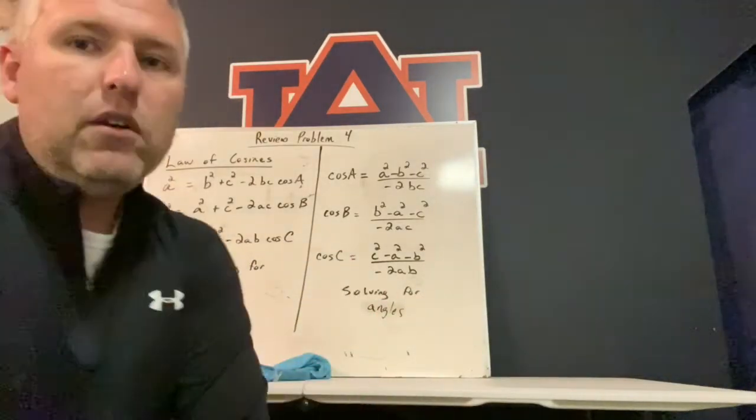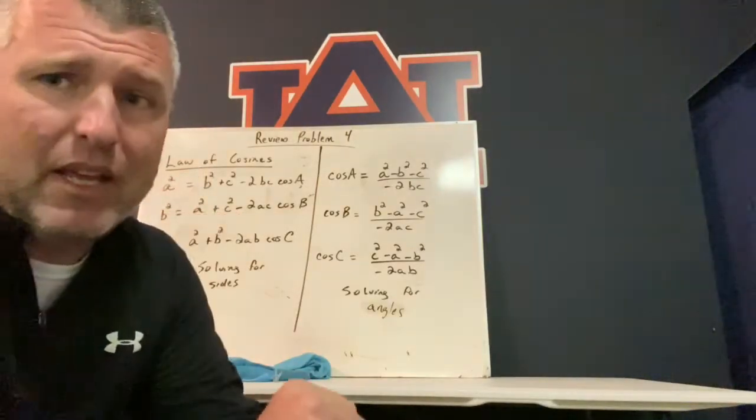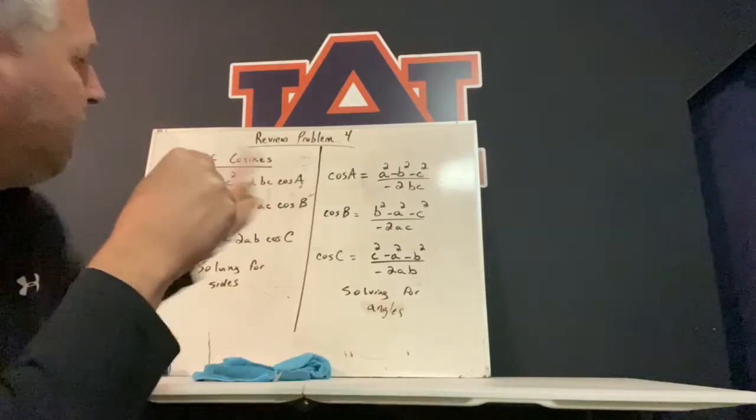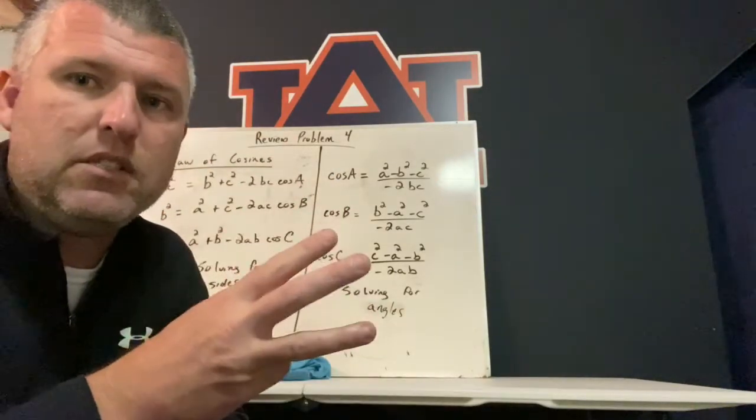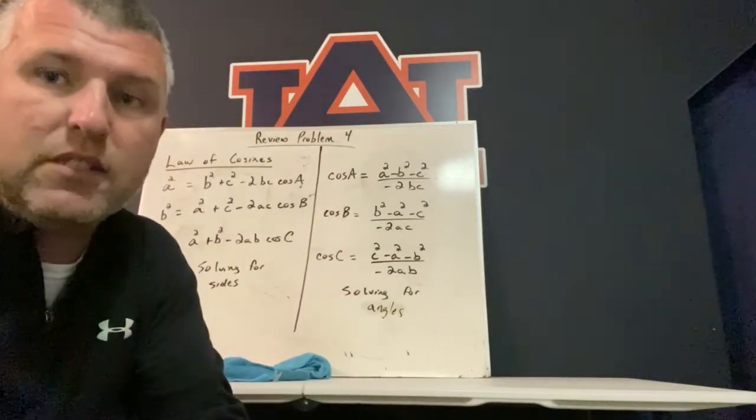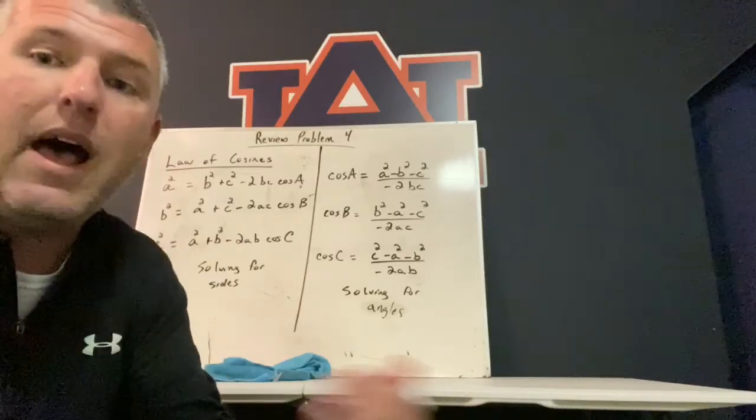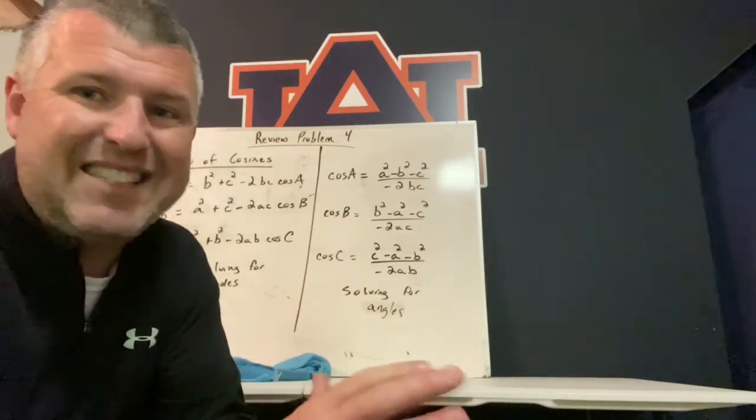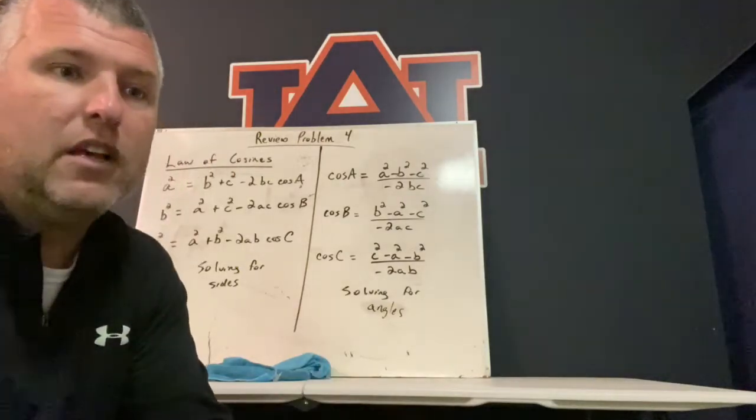So what we are going to look at today is simply finding an angle. They are going to give us three sides, A, B, and C. And they're going to ask us, hey, find angle A. Hey, find angle B. Or, hey, find angle C. That's it. So that's what we're going to look at.